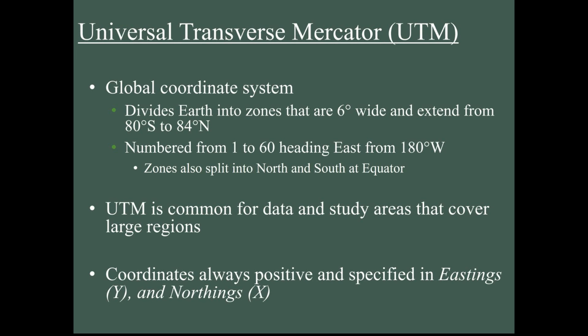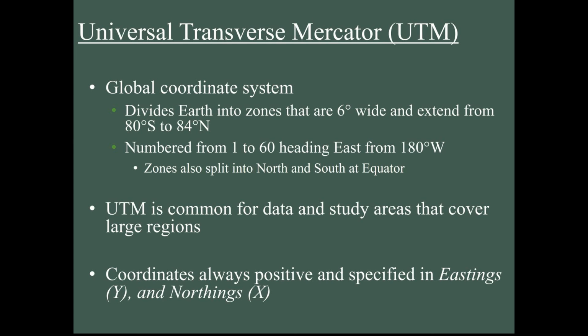So, the UTM coordinate system is a global coordinate system where each zone is 6 degrees wide at the equator and extends from 80 degrees south to 85 degrees north. Each zone is numbered 1 to 60, heading east from 180 degrees west, that is, on the opposite side of the Earth from the prime meridian. Those are also split in north and south about the equator. So, Zone 3, for instance, will have both a Zone 3 North and a Zone 3 South designation. UTM is common for data and study areas that cover large regions or regions outside of the United States.